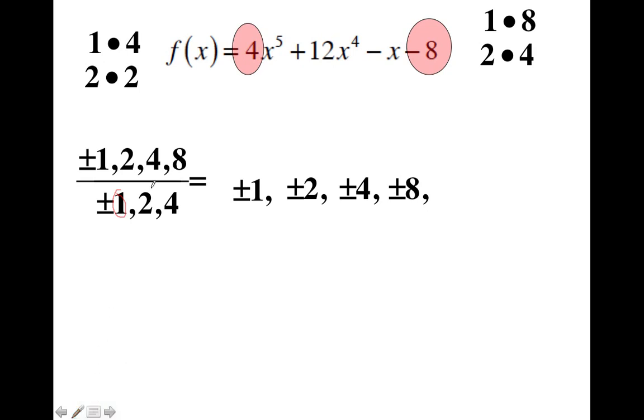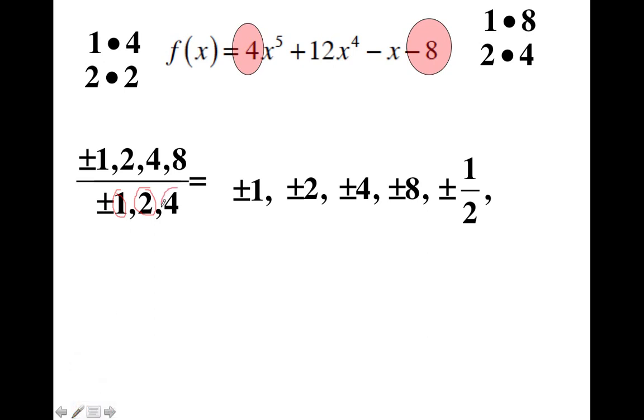Now we're going to divide all of the numbers on the top by 2. So 1 divided by 2 is a half. 2 divided by 2 is 1. Notice we've already listed that as a possible factor, so we don't want to list it again. 4 divided by 2 is 2, and notice we've already listed that as a possible factor. And then 8 divided by 2 is 4. We've already listed that as a possible factor. We don't need to list it again.